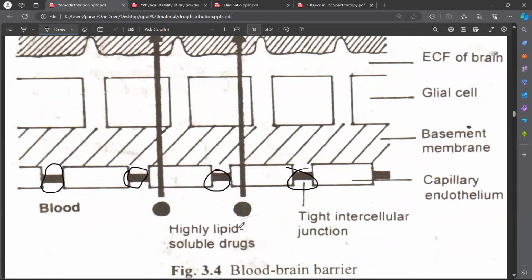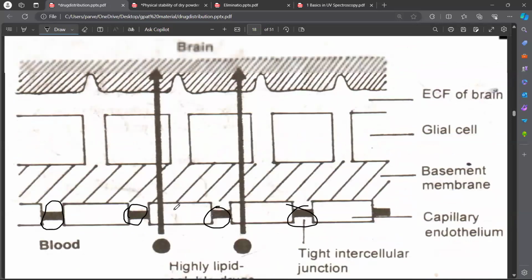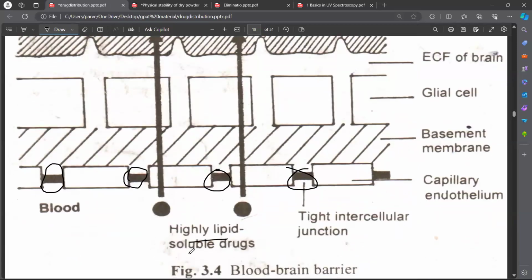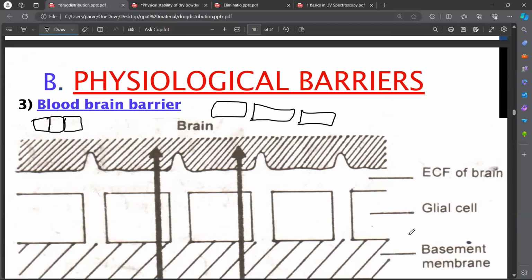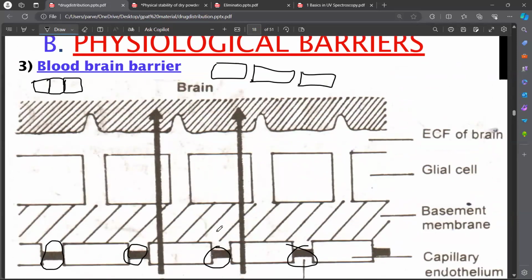One is carrier-mediated transport, which can be facilitated diffusion or active transport, and the other is transcellular, which mainly occurs with highly lipid-soluble drugs. Along with that, the blood-brain barrier also consists of astrocytes, pericytes and glial cells, which further tighten the junction, so permeation across the blood-brain barrier decreases and it is very difficult to cross.